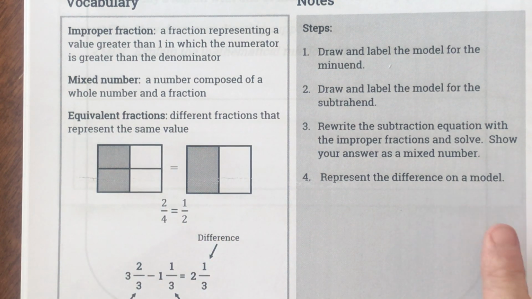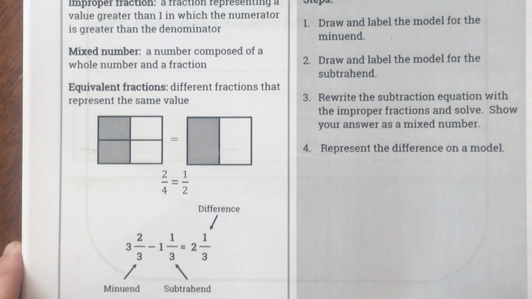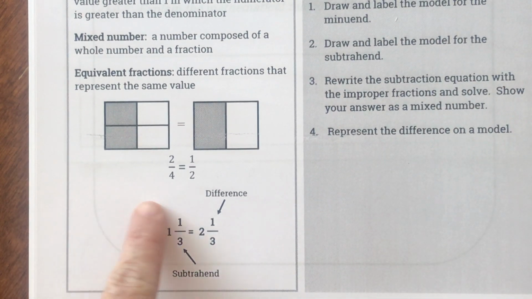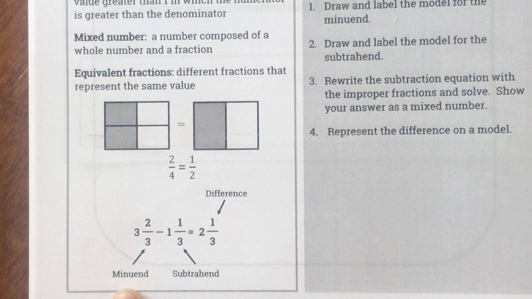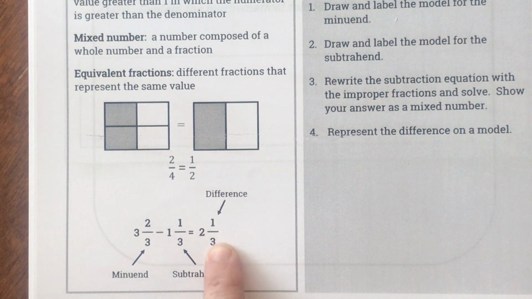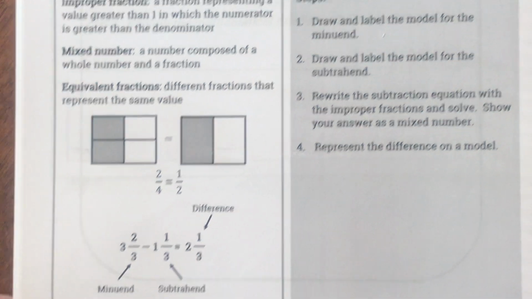Okay, they're also reminding us of some of our subtraction words. What we start with, or what we have, is called our minuend. That's our starting number. And what we subtract is called our subtrahend. And then our difference is our answer. Okay, so let's look at our steps.